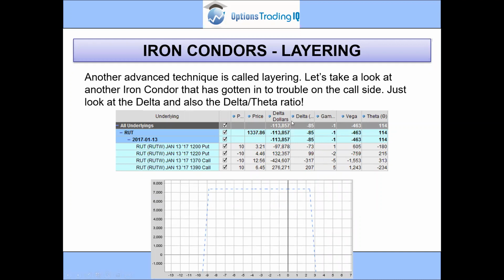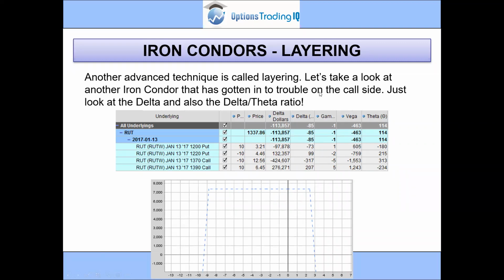So really, really, really important. The key is keeping these exposure levels in check because, as I said, it's exponential with these positions. As they start to move against you, the losses get bigger and bigger and bigger, okay? All right, so that was the point on delta dollars I wanted to make.